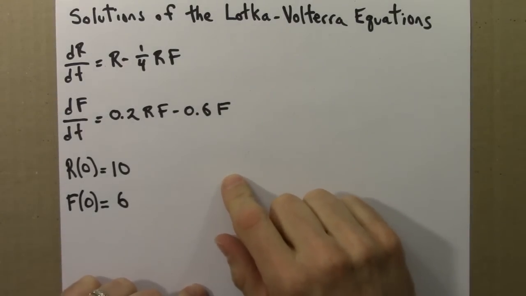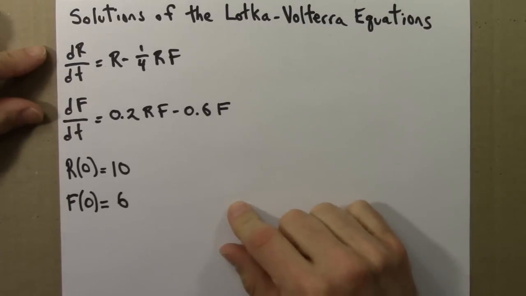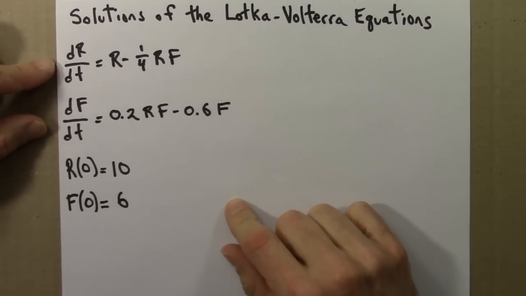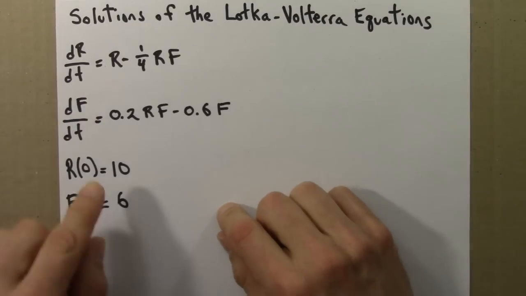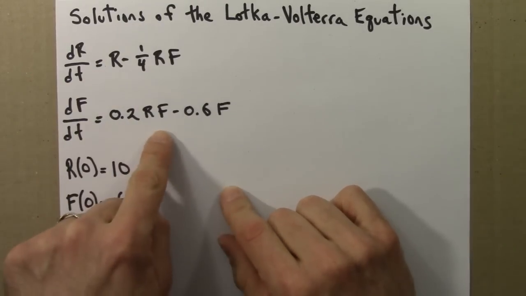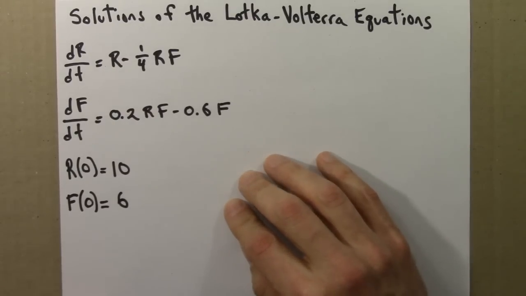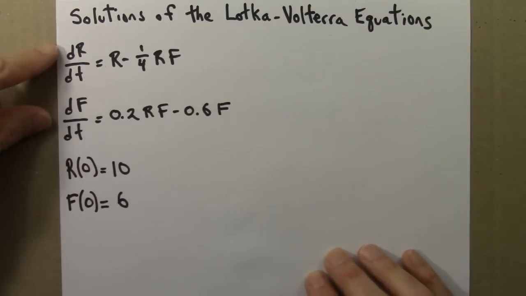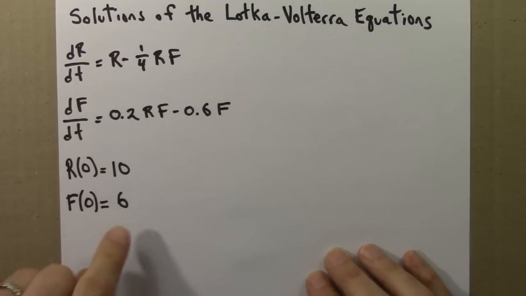So let me show you some solutions to the Lotka-Volterra equations. Again, here are the differential equations, two differential equations, one each for R and F, and we'll say that these are coupled, by the way, because R depends on F and F depends on R. The fate of the rabbits and the foxes are intertwined. They're coupled, linked together. And then in order to solve a differential equation, I need to choose a starting value. I'll imagine that my initial value for R is 10 and F is 6. So that means I have 10 units of rabbits and 6 units of foxes.